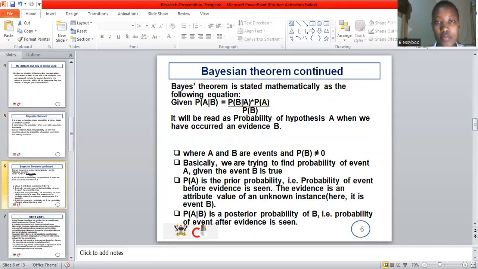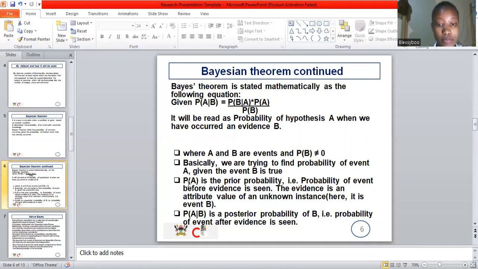It is stated mathematically as seen right here, which can be read as the probability of hypothesis A, given that we have evidence B, meaning B does not have to be zero, meaning B has to exist for A to occur. Basically, we're trying to find the probability of event A given that event B is true.